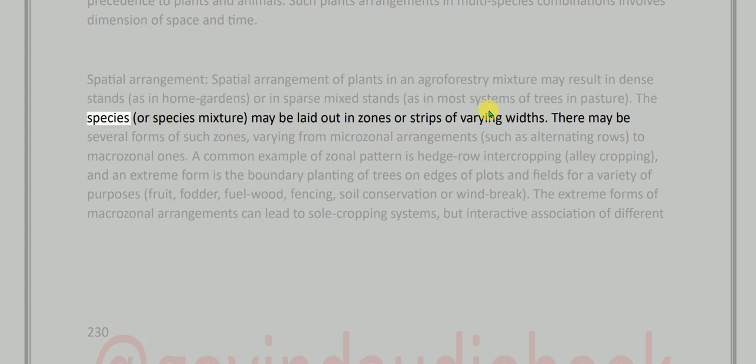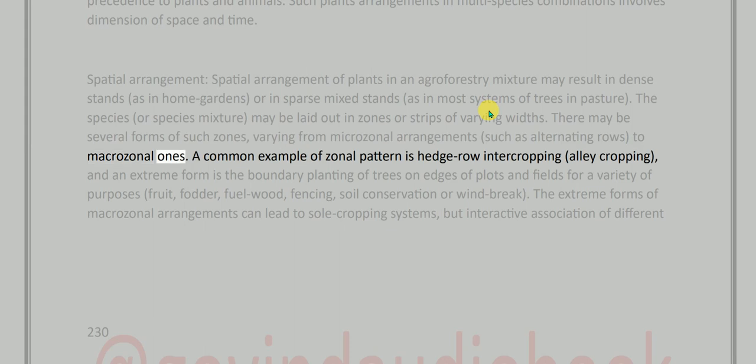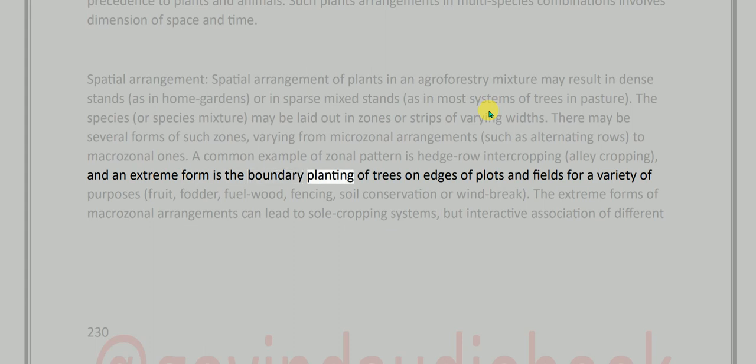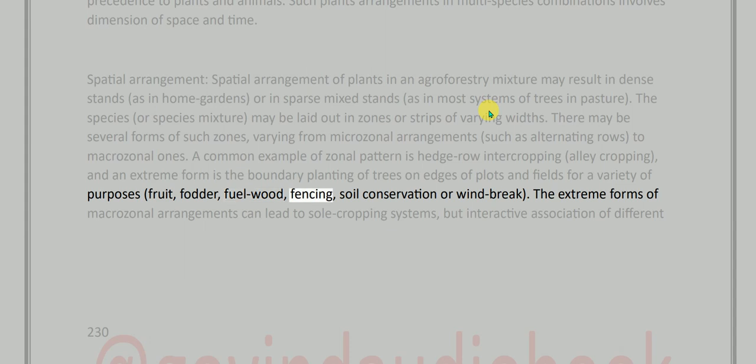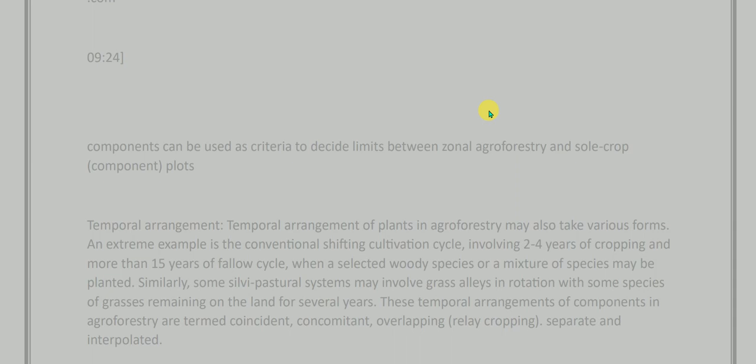The species, or species mixture, may be laid out in zones or strips of varying widths. There may be several forms of such zones, varying from microzonal arrangements, such as alternating rows, to macrozonal ones. A common example of zonal pattern is hedgerow intercropping, alley cropping, and an extreme form is the boundary planting of trees on edges of plots and fields for a variety of purposes: fruit, fodder, fuelwood, fencing, soil conservation or windbreak. The extreme forms of macrozonal arrangements can lead to sole cropping systems, but interactive association of different components can be used as criteria to decide limits between zonal agroforestry and sole crop component plots.